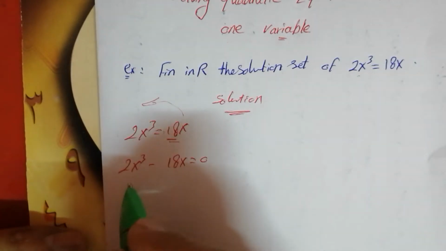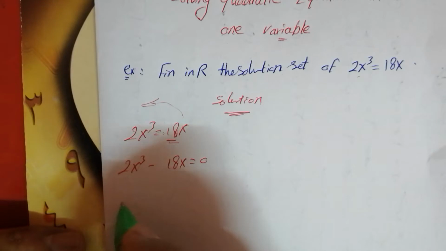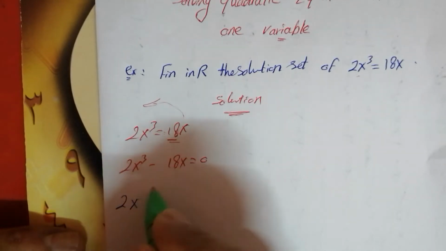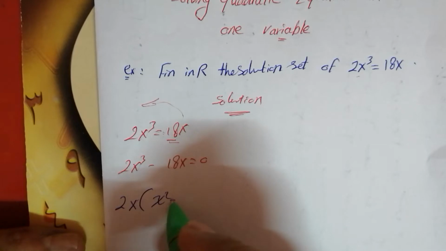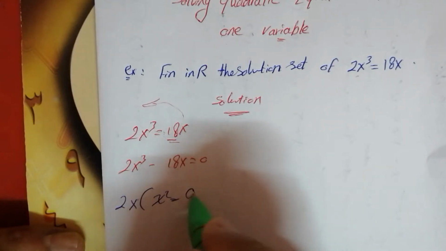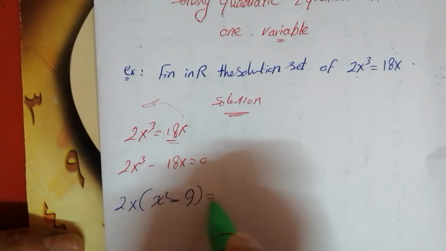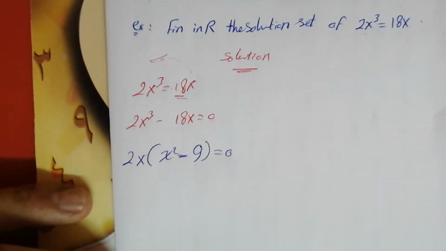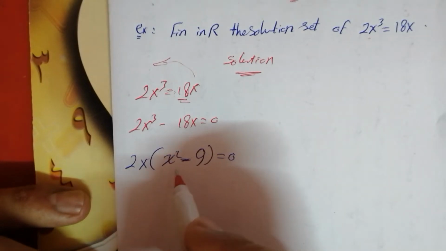And then we can take x as a common factor and 2 also as a common factor. So we have 2x as a common factor. So inside the brackets we have x squared minus 18 divided 2, which is equal 9, minus 9. And we don't have x. So x squared minus 9 equals 0. Please concentrate with me very much. 2x times x squared minus 9 equals 0.